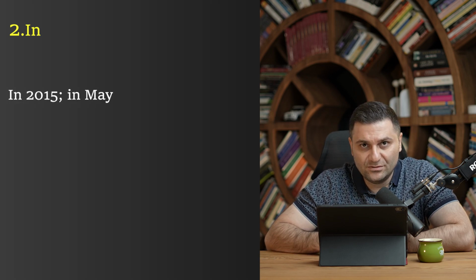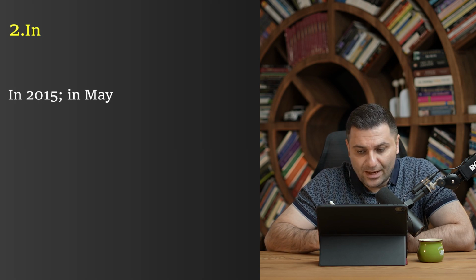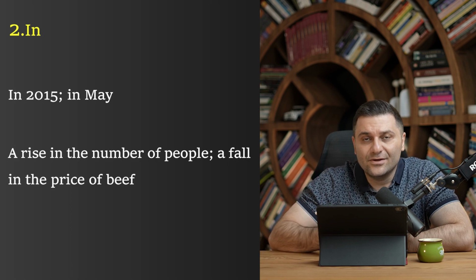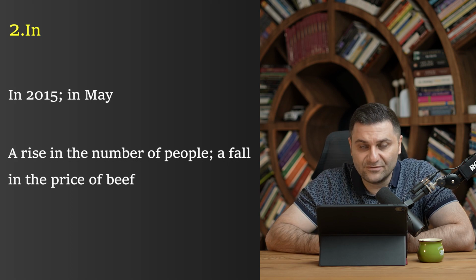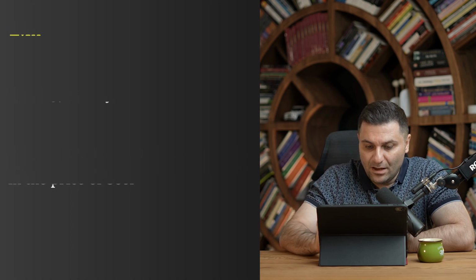Our next preposition is in. We use in when it comes to dates, for example, in 2015, or in May, with months we use in. And also with a noun phrase, we use in, for example, a rise in the number of people, or a fall in the price of beef.